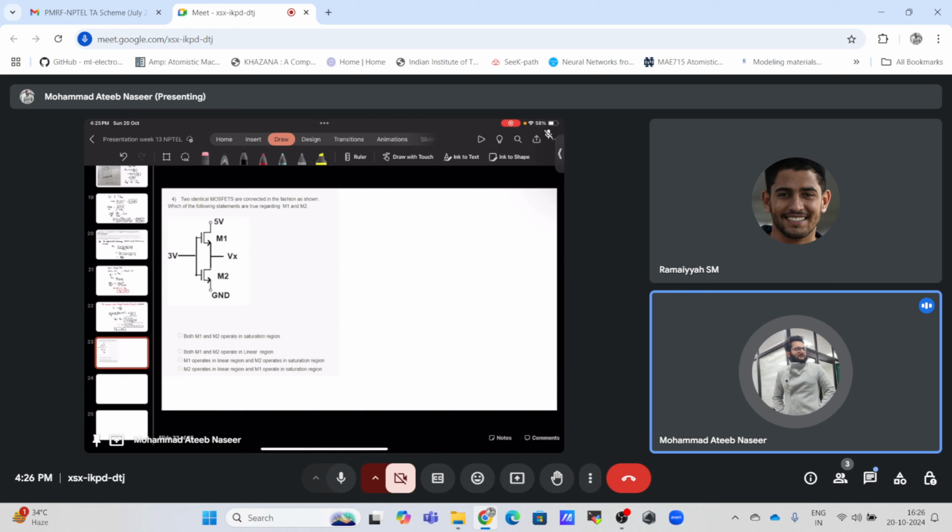So when the MOSFET is operated in the non-saturation, deep triode region, it behaves like a resistor.